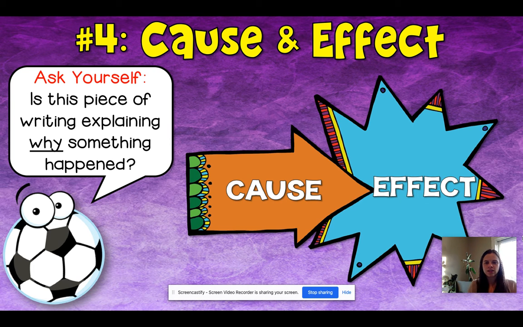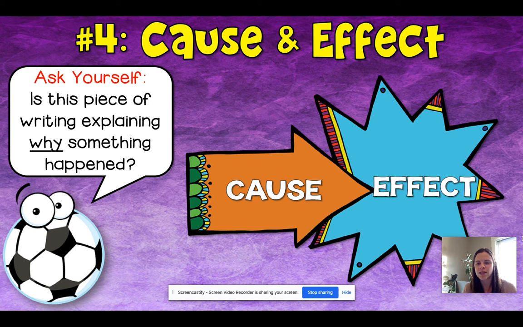When I think of cause and effect, I think of dominoes, the game where you stack them all against each other and you knock it over and the rest fall down. So that's what I do. I say cause, I push the domino, and the effect, they all fall. So cause and effect. Good. In cause and effect, you ask yourself, is this piece of writing explaining why something happened? Why did the dominoes fall?